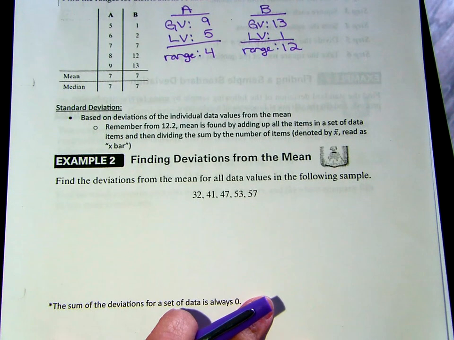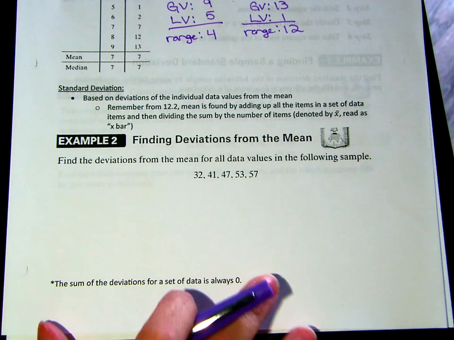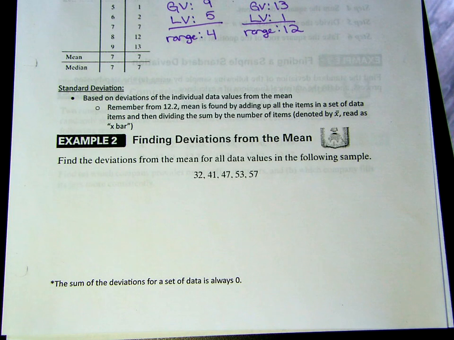Standard deviation is based on the deviations of the individual data values from the mean. So what that means is we're going to end up looking at every single data point, and we're going to determine how far off from the mean of the whole is that one data point. If we think about this in terms of test grades, if you find the mean, that's the average test grade of the class. So then how far off were you from that average? Were you above average by a lot? Were you below average by a little? Where were you in terms of that?